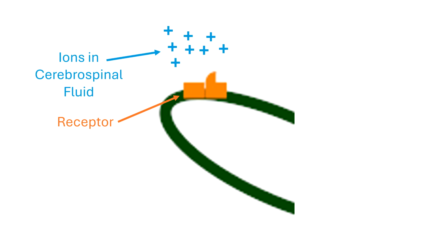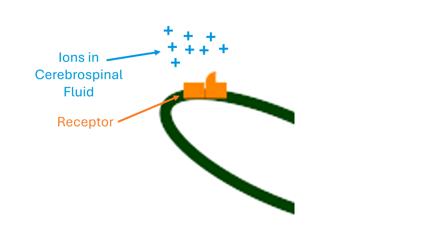And outside of the dendrite, in the fluid surrounding the neuron, which is called the cerebrospinal fluid, because it's fluid in your brain, or also known as the cerebrum, and your spinal cord, there are ions. Ions are these positive or negatively charged molecules made from the elements like sodium and chloride and potassium and calcium.